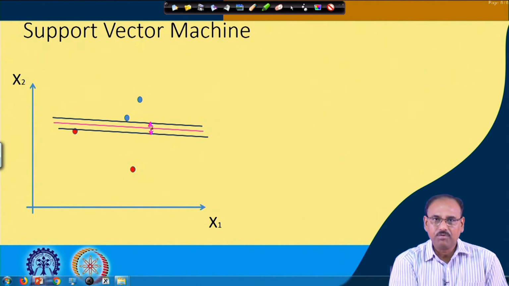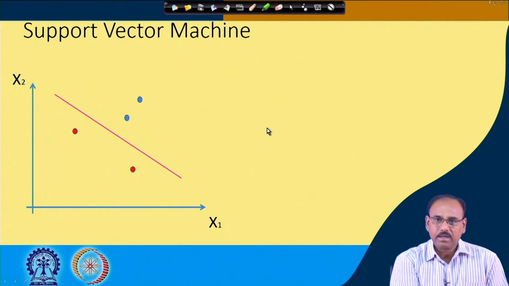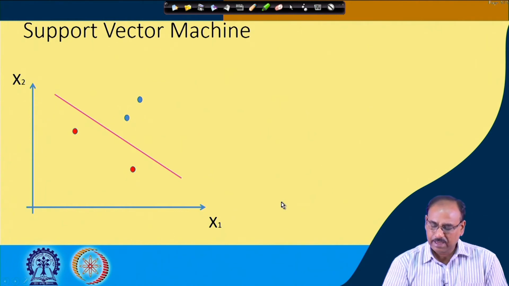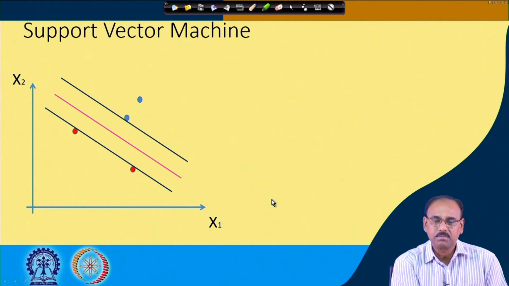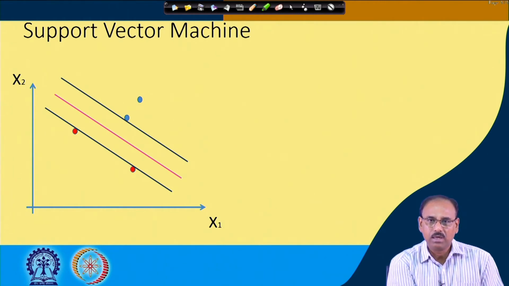Obviously, the margin given in this option is less than the margin given in the previous option. To continue further, if I take this separating plane, then again the margin is given by this. So, out of so many options, which one should be preferred? That is the scope of the support vector machine. That is what the support vector machine does.